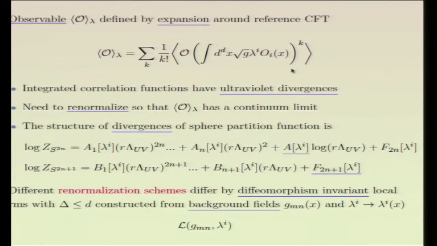So let's do something very simple. Let's just do some dimensional analysis and study the structure of ultraviolet divergences that the sphere partition function of a conformal field theory can have in even and odd dimensions.